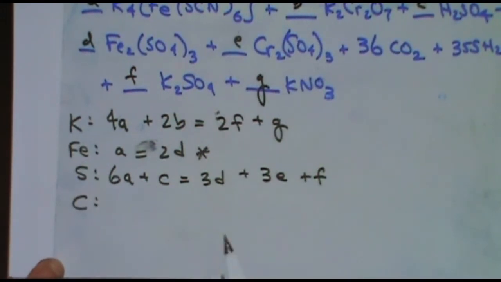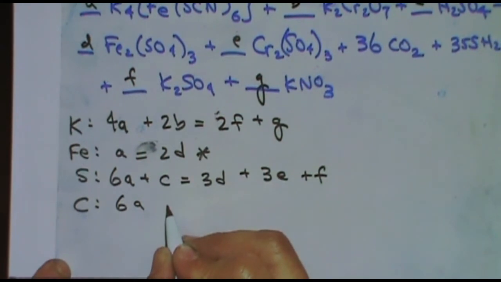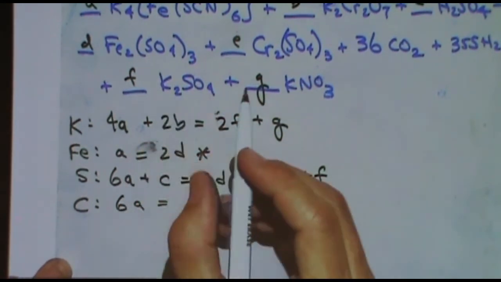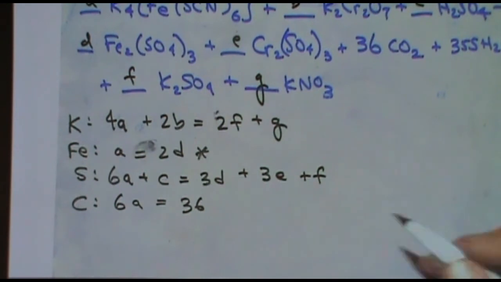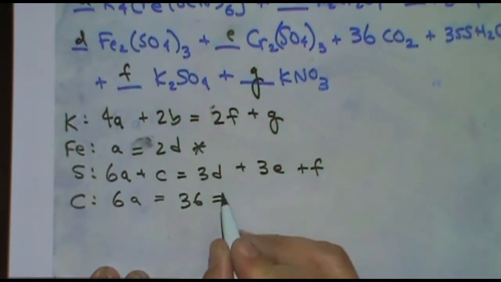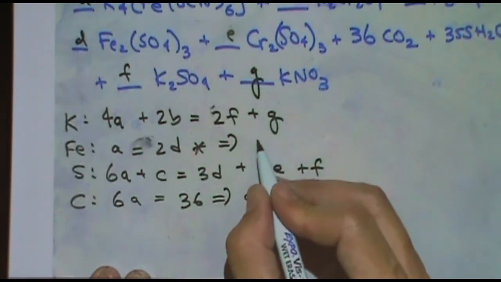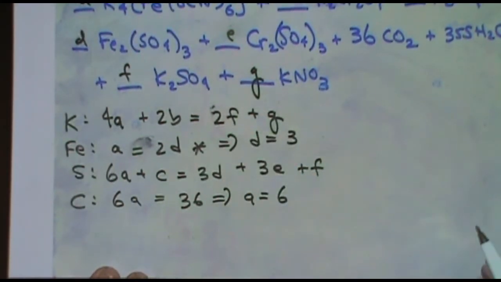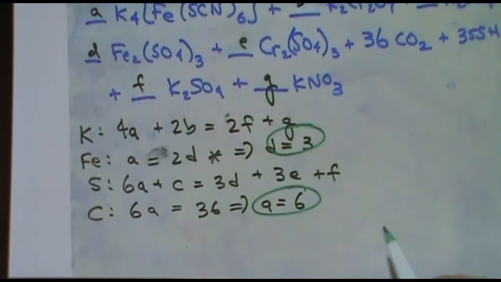C. 6A equals, wow, where else is it coming? 36. Is that A? Did I get all the C's? This is awesome. Did I miss one? I must have missed one. That's it? Oh my gosh, that was so nice. A equals 6, thus D equals 3. Right? This is so easy. It's awesome. Look at that. Wow.